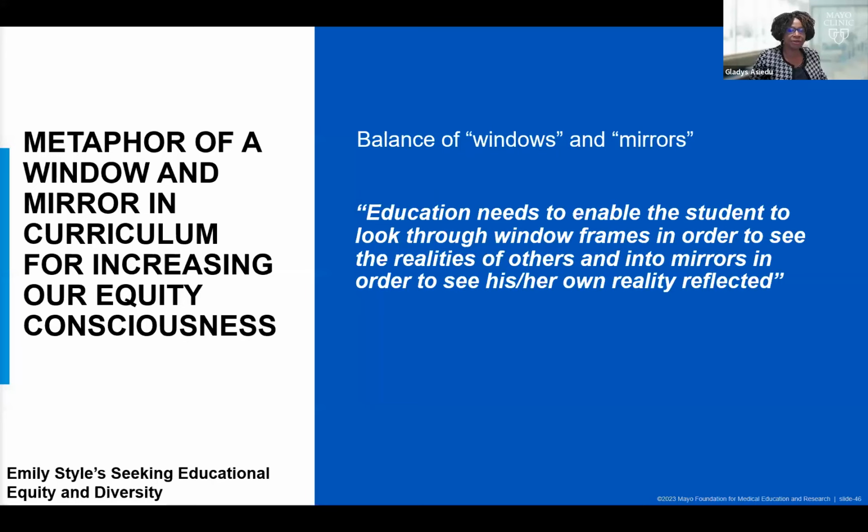And so I will end here with Emily Stiles' seeking educational equity and diversity quote. It's more about balancing windows and mirrors. It says education needs to enable the student to look through window frames in order to see the realities of others, and into mirrors in order to see their own reality reflected. So with that, thank you so much, and I welcome any questions if you have any.